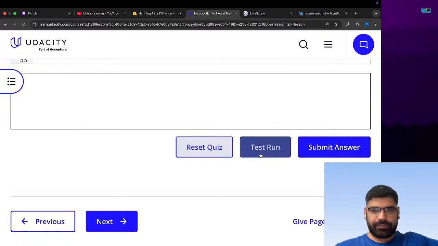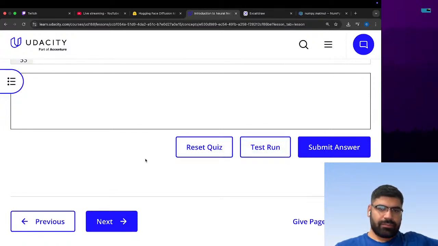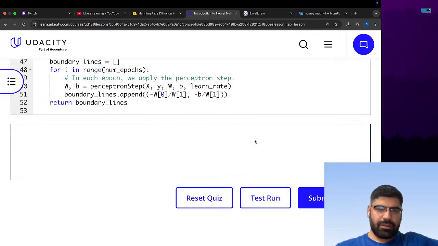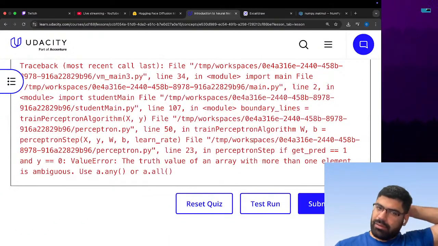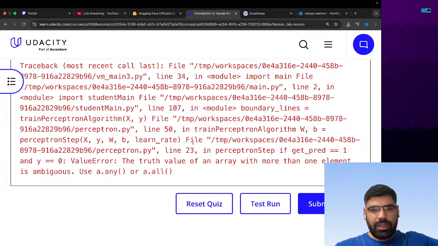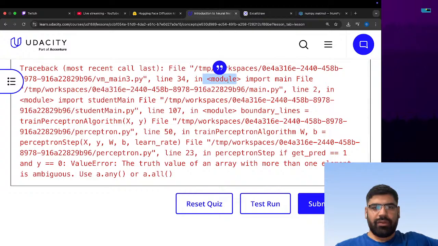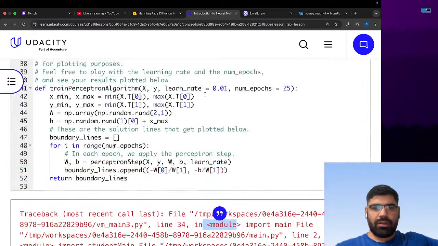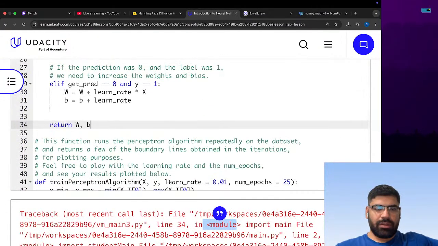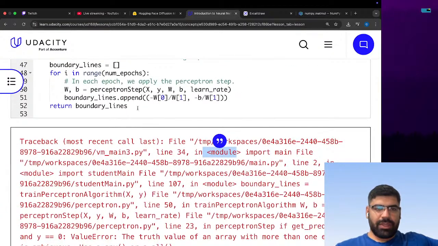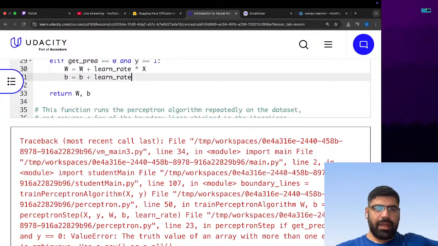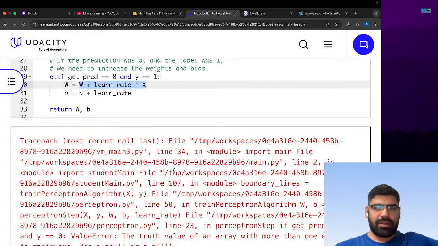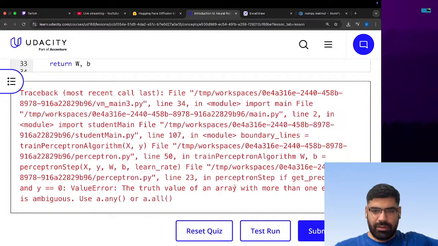Okay, run test. Okay, awesome. We got some error. Line 34 in perceptron. What was it looking for? I believe it's because of this. Let's see.